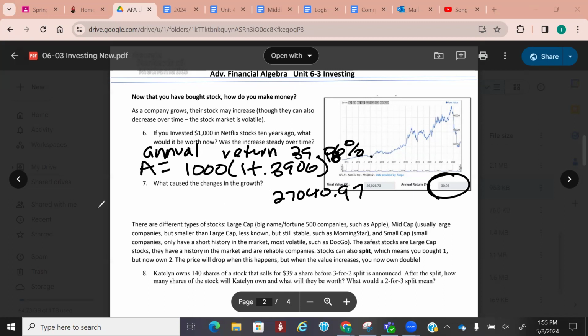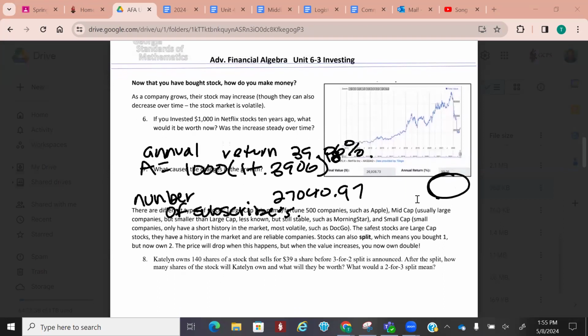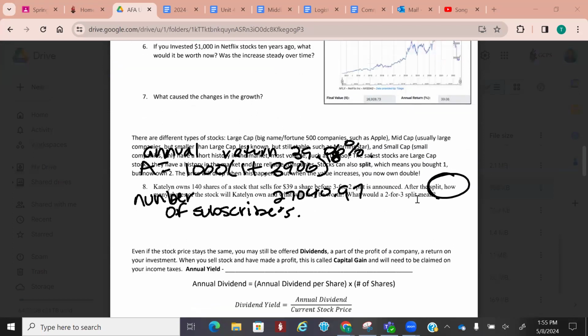What caused the change in the growth? The number of subscribers. So as they make more money, the more money you make. Okay. Different types of stock: large cap, mid cap, and small cap.